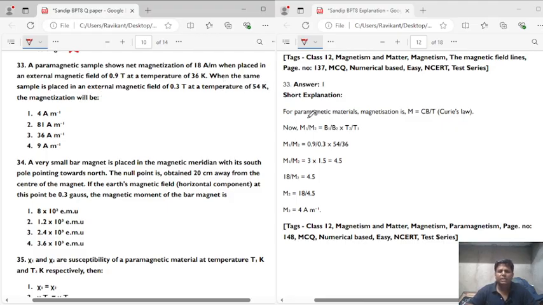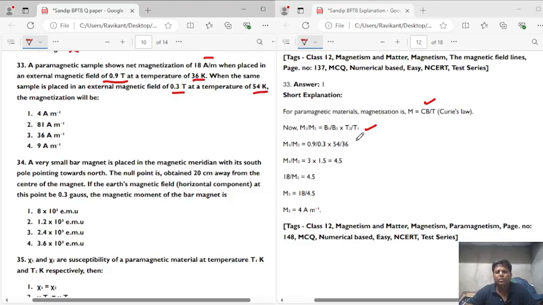magnetization will be? See, for a paramagnetic material the magnetization is given as M equals CB upon T, where C is the Curie constant. So from here we can say that M is directly proportional to B and inversely proportional to T, and from there we can write that M1 upon M2 is equal to B1 upon B2 into T2 upon T1. So we have the values of B1 as 0.9, T1 as 36 Kelvin, B2 as 0.3 Tesla and T2 as 54 Kelvin, and we have M1 as 18.